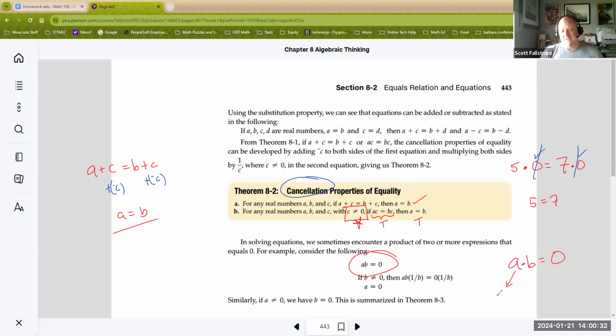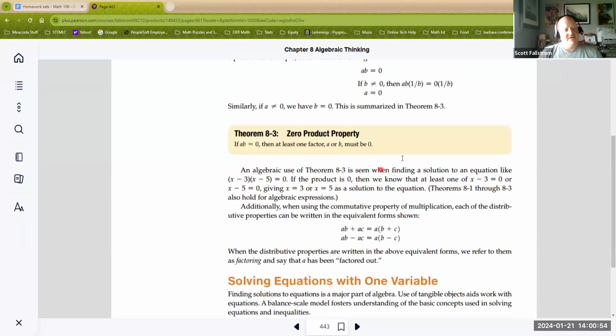So you could come down and say, well, Scott, I know that A is equal to 0, and I'm going to use the logic word appropriately, or B is equal to 0. And the or means at least one of those has to happen. And so this is a property of 0. And so we use this a lot in algebra as we go forward. It's known as the zero product property.